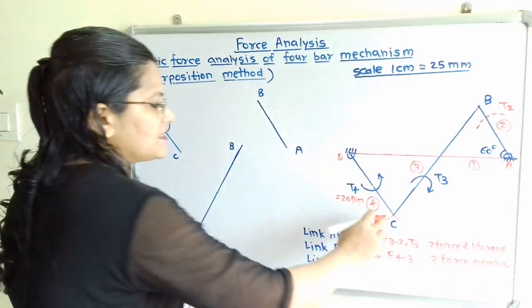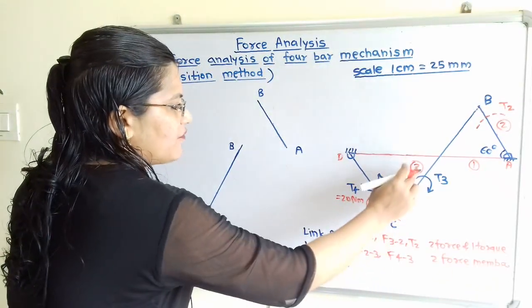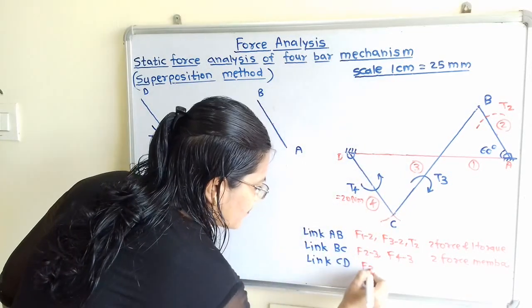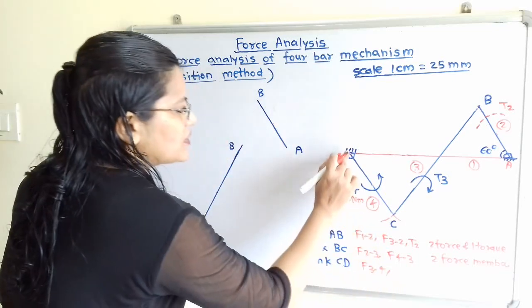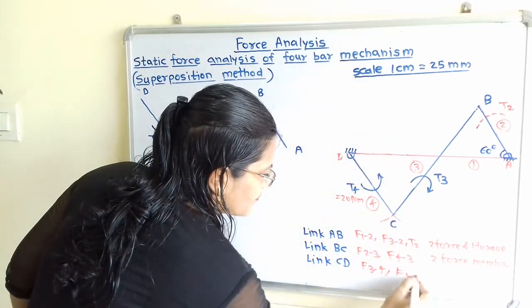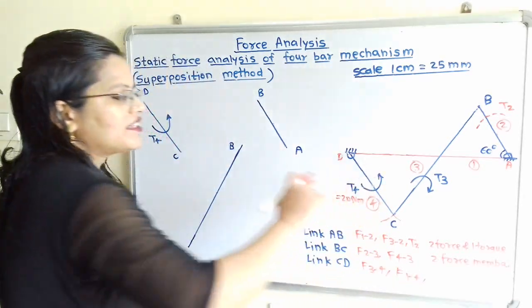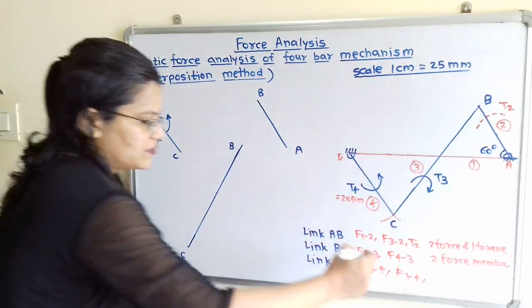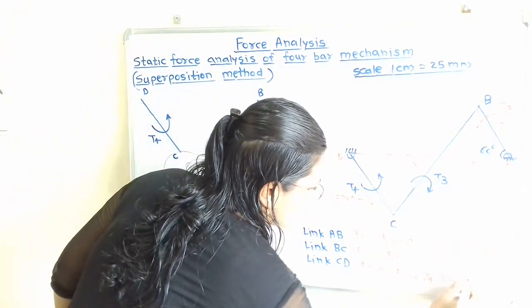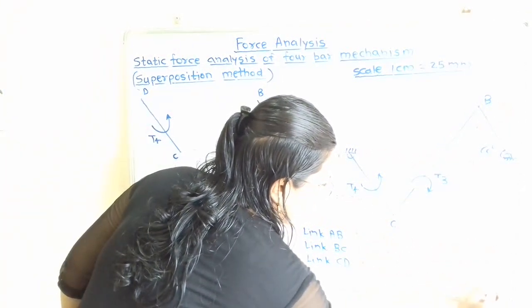Now we will move to the link CD. For this link CD, through this point C, force transferred is f of 3 to 4. Then through this point D, force transferred is f of 1 to 4. And there is torque T4 that we have to consider. So I will write here the torque T4. So this is a 2 force and 1 torque member.